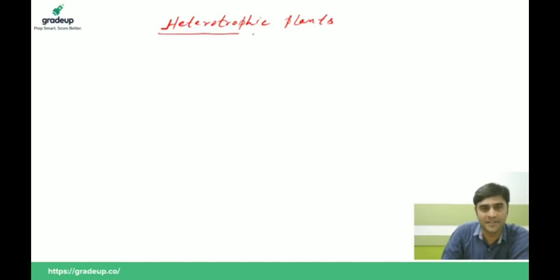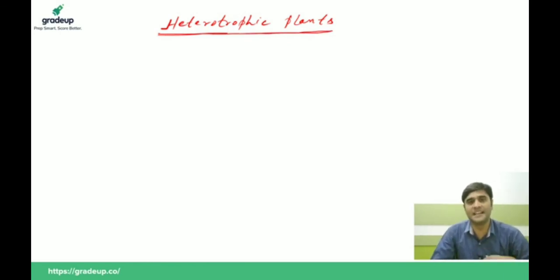Now we are going to discuss heterotrophic plants. This is important. Almost all plants are autotrophic, meaning they synthesize their own food, but some plants are heterotrophic in nature. Those plants which obtain their food from other organisms are known as heterotrophic plants.